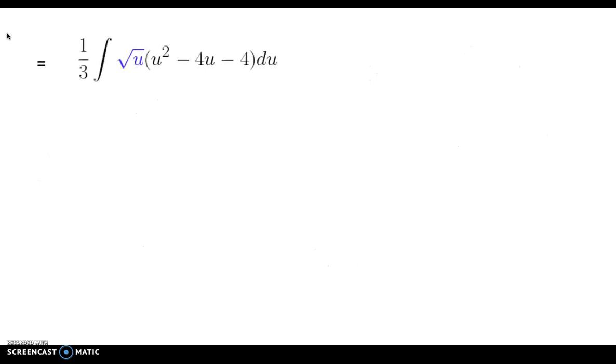Now let's simplify our integrand even more. So here we have 1/3 times the integral of the square root of u times the quantity u squared minus 4u plus 4 du. And here we have 1/3 times the integral of the quantity u to the 5/2 minus 4u to the 3/2 plus 4u to the 1/2 du.